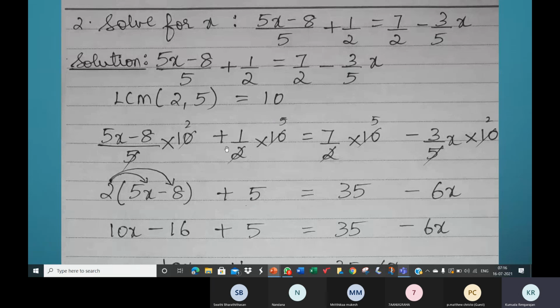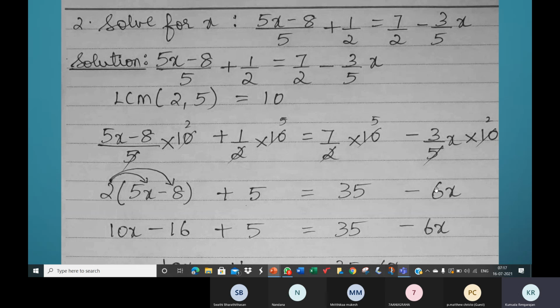So 2 into 5x minus 8 plus 2 ones are 2, 5 ones are 5. Within the term, you can simplify. So plus 5 is equal to, here 2 ones are 2, 5 sevens are 35, minus 5 ones are 5. The denominator everywhere is 1, children, so we just ignore it. 5 ones are 5, 1 is the denominator. We just leave it.